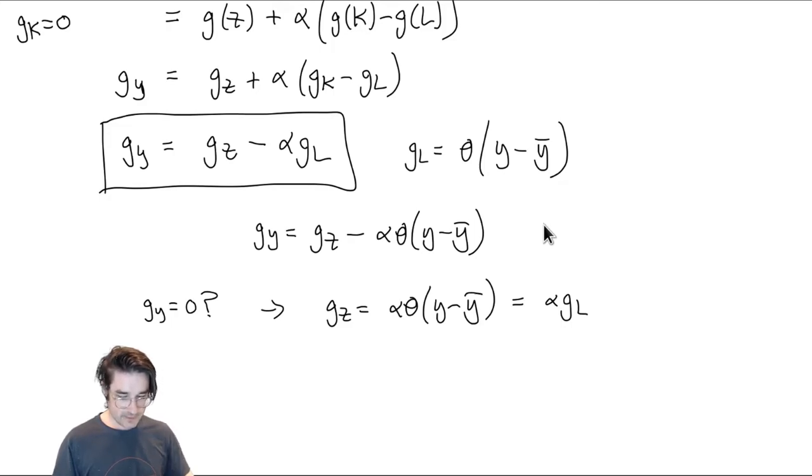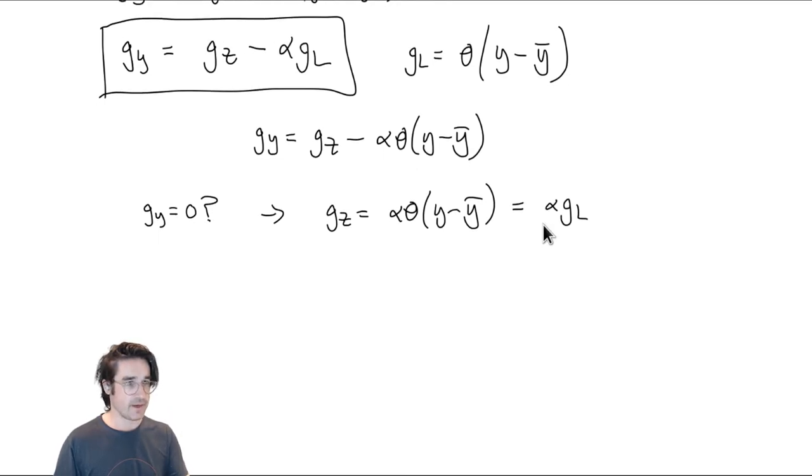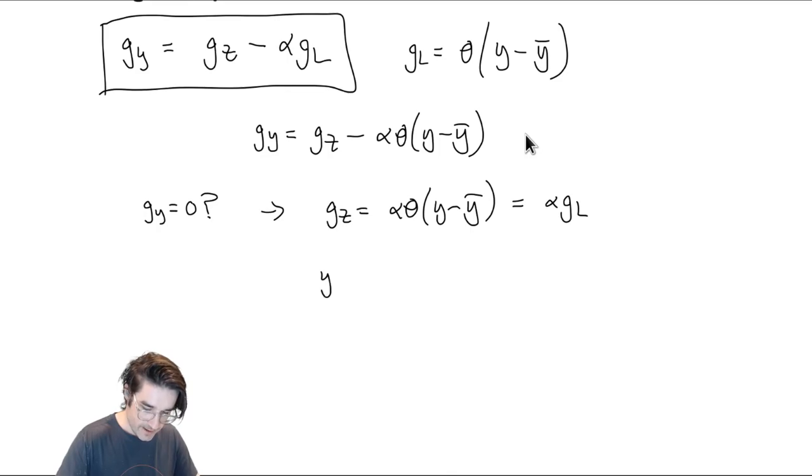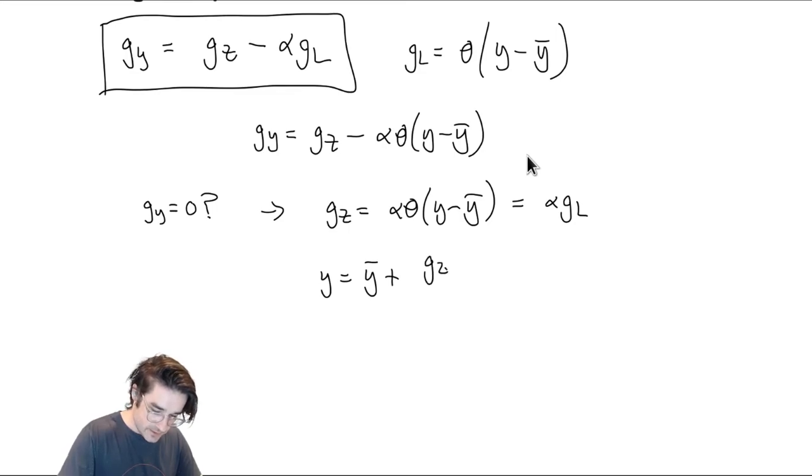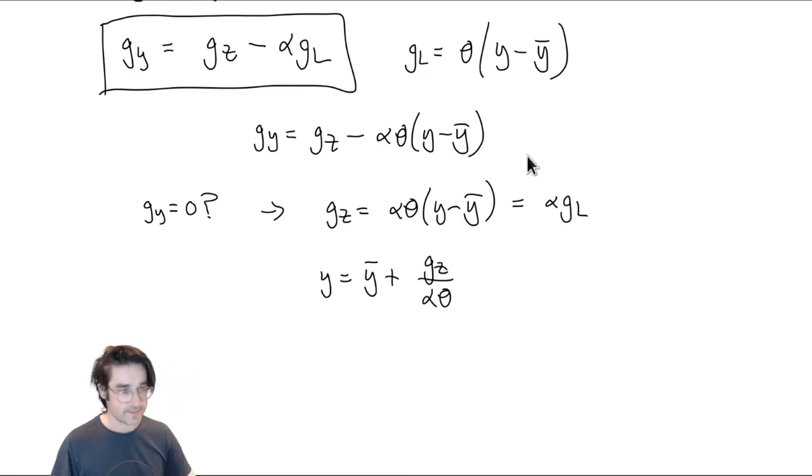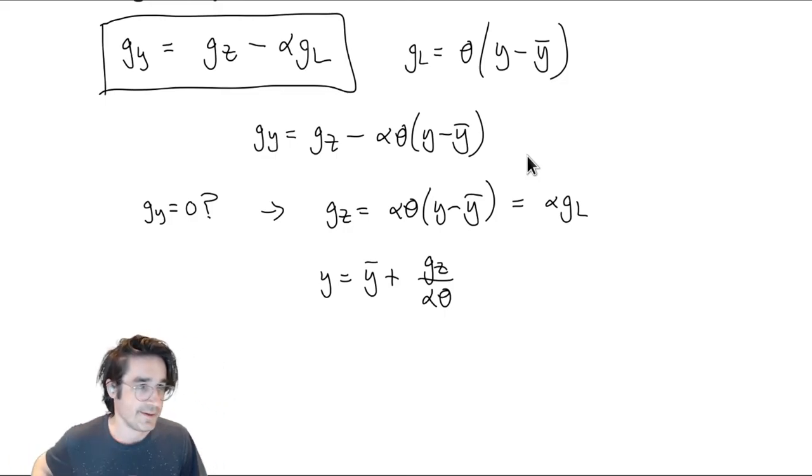From that, we can get an expression for y. Remember, gz is given from on high. There is just technology being rained down upon us, or people are just thinking about it exogenously and implementing it. Everything else is a parameter, so we can just solve for y. We can solve for little y because y bar is also a parameter. So little y is going to be y bar plus gz over alpha theta.